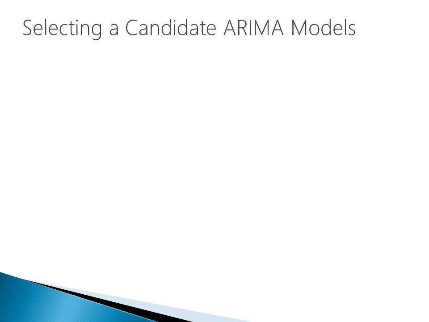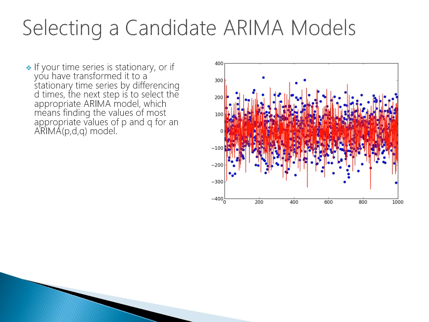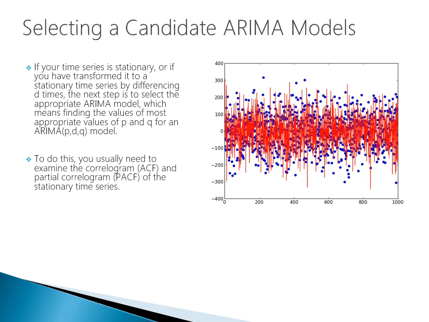How do we go about selecting a candidate ARIMA model? If our time series is stationary, or if we've transformed it to a stationary time series by differencing d times, the next step is to select the appropriate ARIMA model, which means finding the most appropriate values of p and q for an ARIMA p,d,q model. To do this, we need to examine the correlogram and the partial correlogram of the stationary time series.